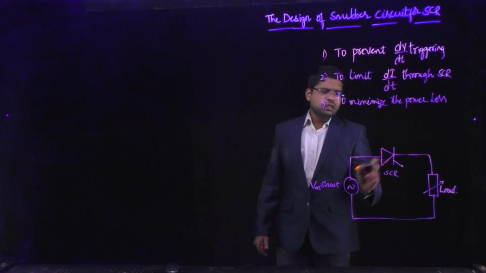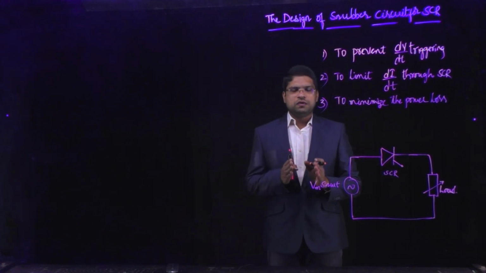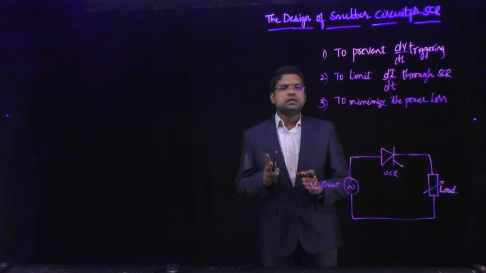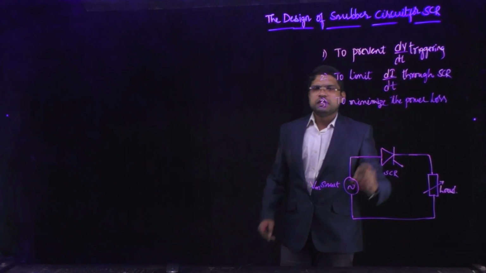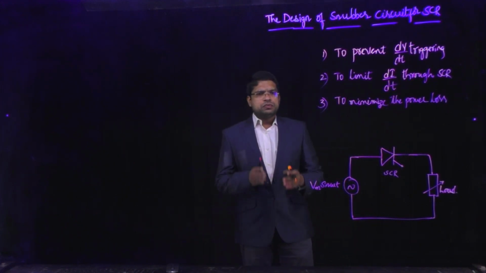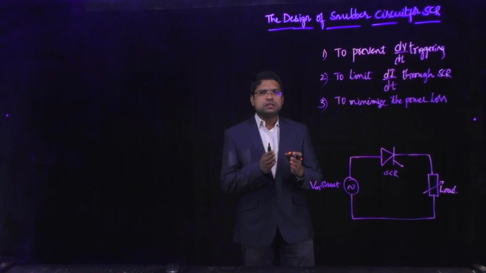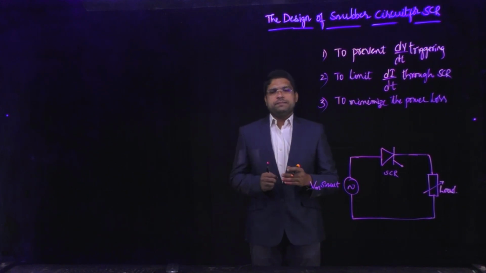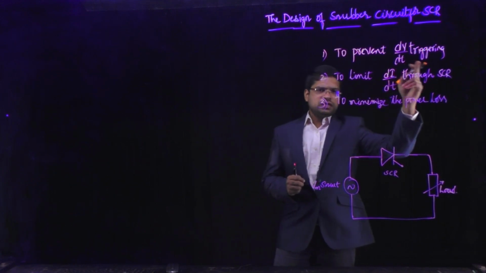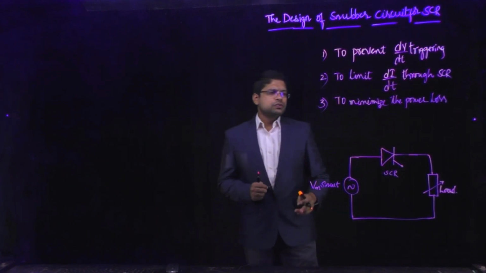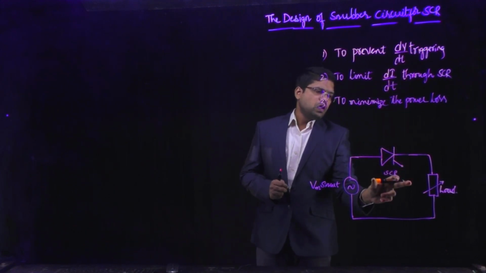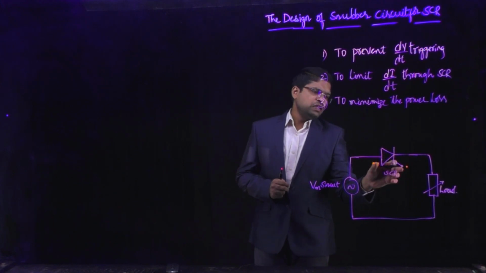Here there are two ratings of SCR. There are several ratings, among them mainly in this regard we need to consider two ratings of SCR, that is dV by dt rating and di by dt rating. SCR must always be operated within the specified ratings or limits given to SCR. So the rate of change of voltage across SCR always must be less than the specified dV by dt rating of SCR.